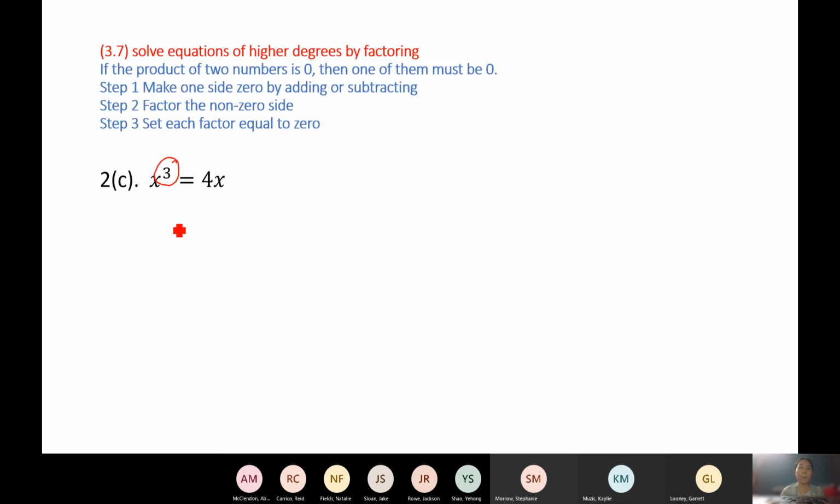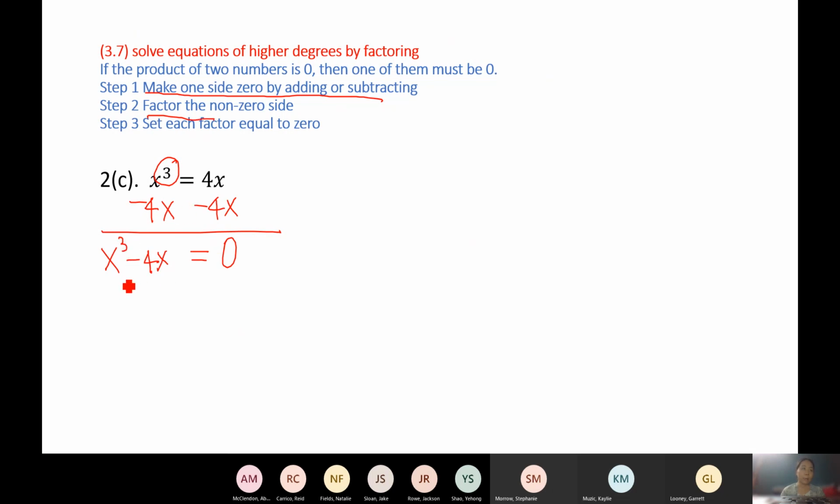You would do it the same way, but we do have to do step 1, make one side 0, because neither side is 0. So I'm going to subtract 4x from both sides. Okay, the right-hand side is 0. The left-hand side is the non-zero side. We need to factor it.